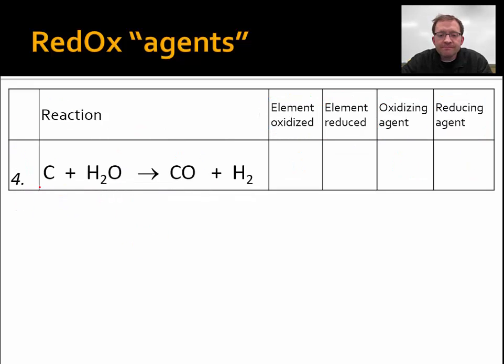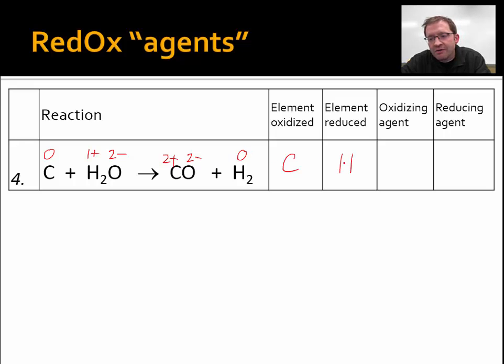This is number 4. In this case, what's being reduced and oxidized? Well, carbon starts out at 0, and hydrogen ends up at 0. In the water molecule, we typically expect to find hydrogen at a +1 and oxygen at a -2. And in carbon monoxide, oxygen's still a -2, and that means carbon would have to be a +2. So, who's changing? Well, carbon's going from 0 to +2. That means carbon is being oxidized upward. And the element hydrogen is being reduced from +1 down to 0.